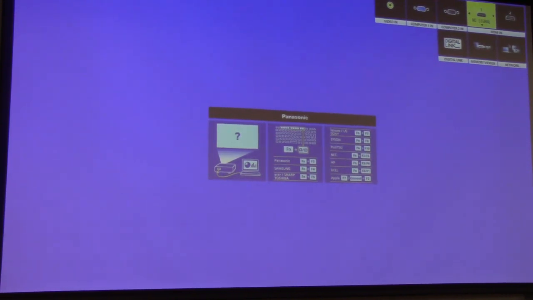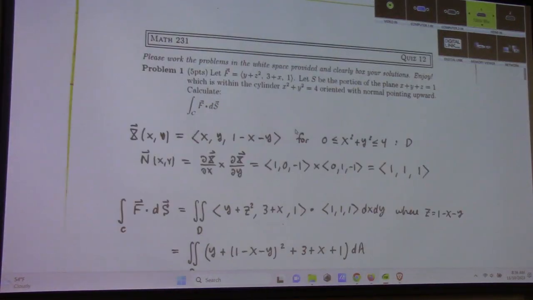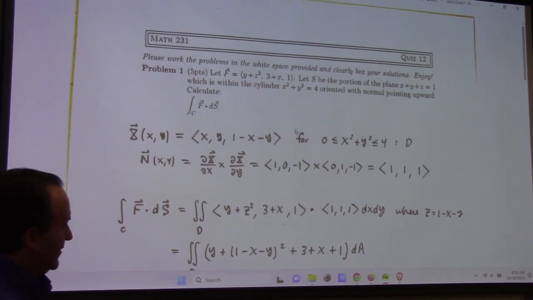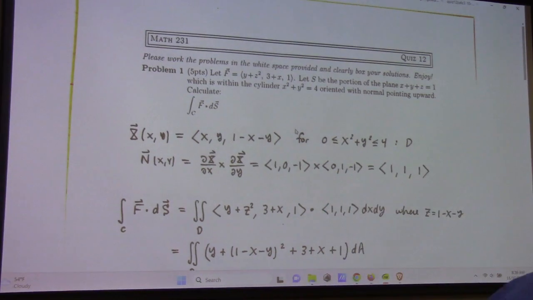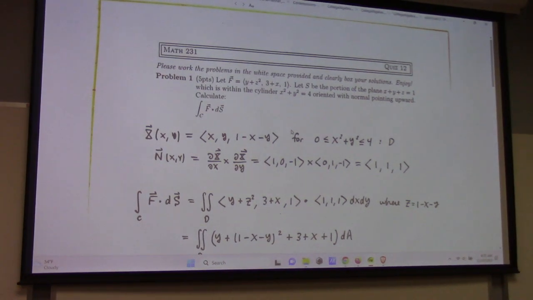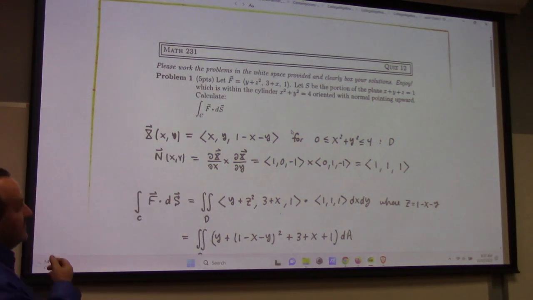All right, so for problem 1, I decided to treat it as a graph. All right, and so used x and y as parameters. Then, of course, we can solve for z is 1 minus x minus y. Since we're inside the cylinder, the domain for the parameterization we should take to be basically radius 0 to 2 for the disk.